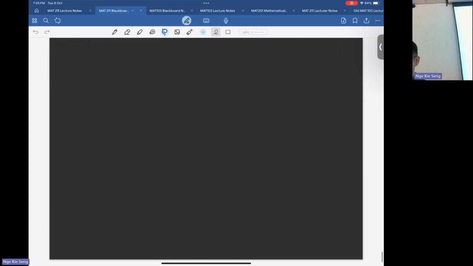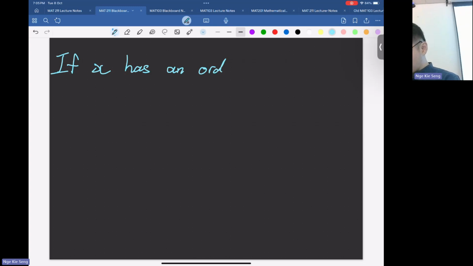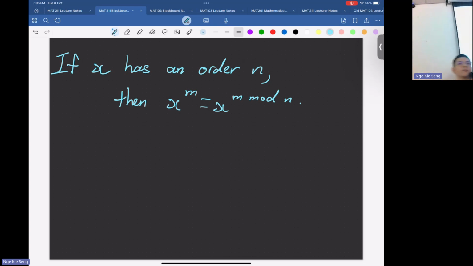Anyway, let's clean up something that we did this morning. Remember that we proved a statement: if x has order n, then x^m is really just x^(m mod n). So how should you think about this?